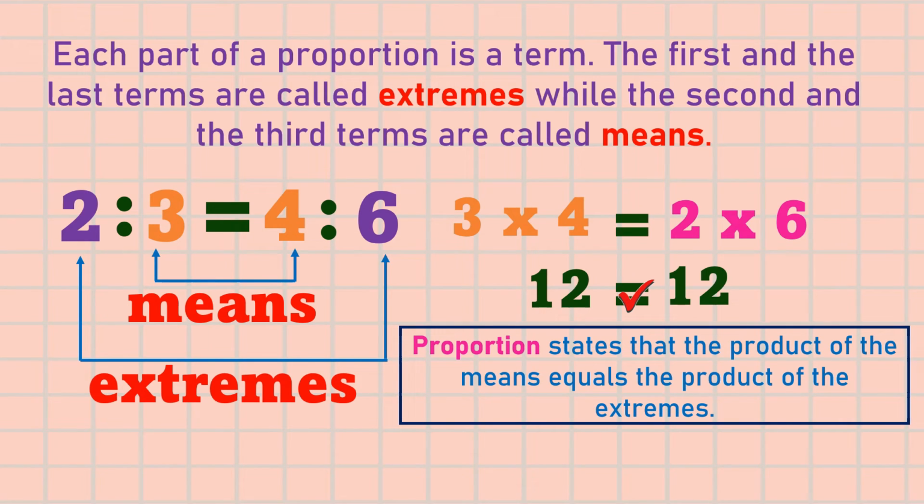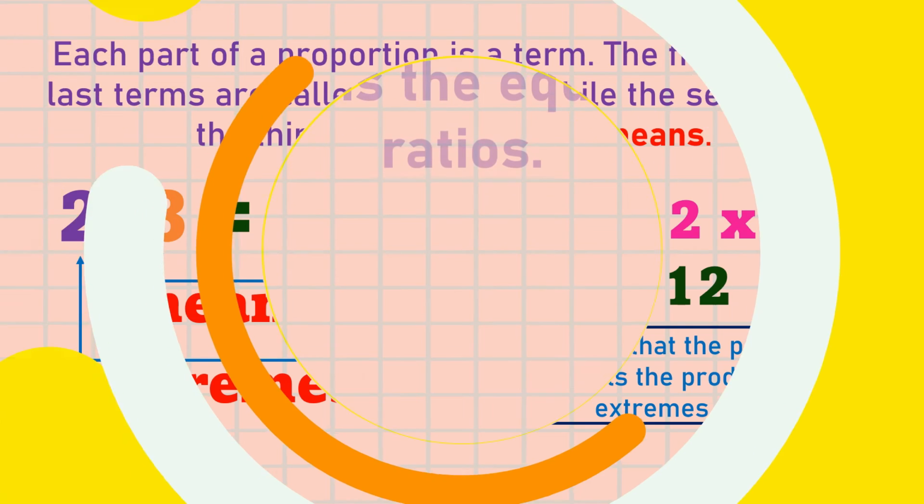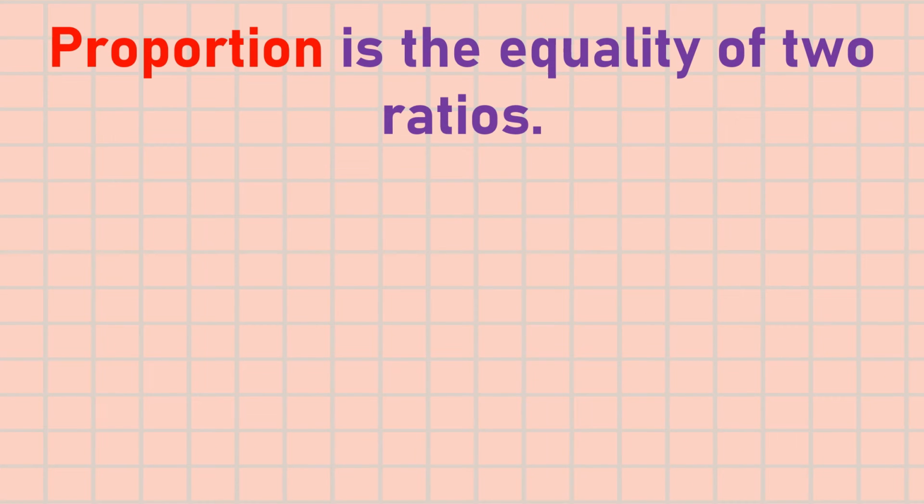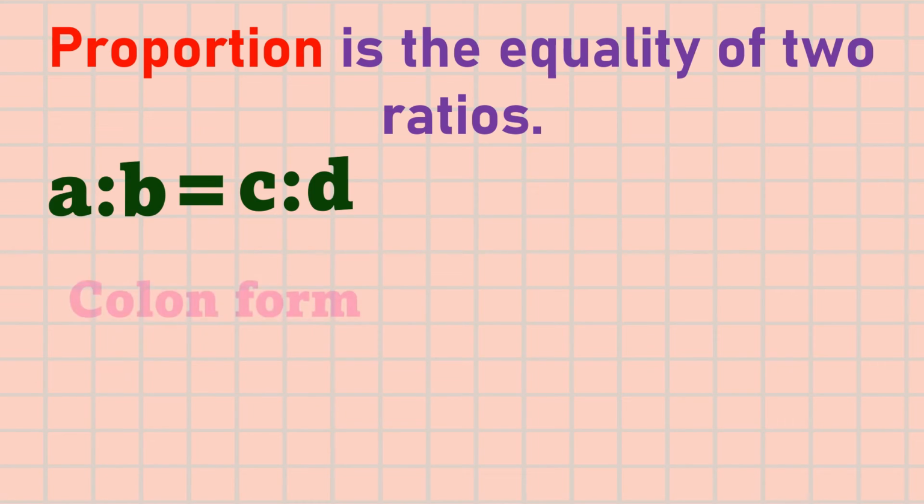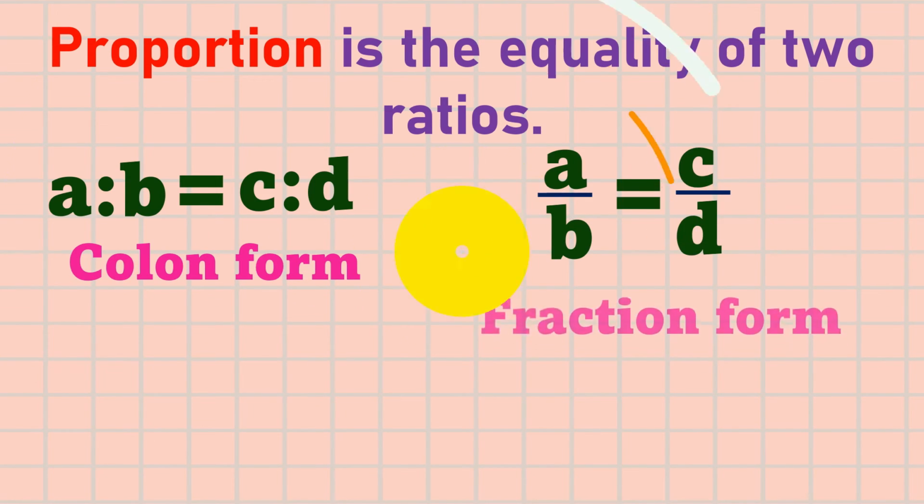Proportion states that the product of the means equals the product of the extremes. In our example, 3 times 4 is equal to 12. Also, 2 times 6 is equal to 12. 12 is equal to 12. Therefore, 2 is to 3 as 4 is to 6 are equal ratios. They form a proportion. Proportion is the equality of two ratios. We can write it in column form or fraction form.